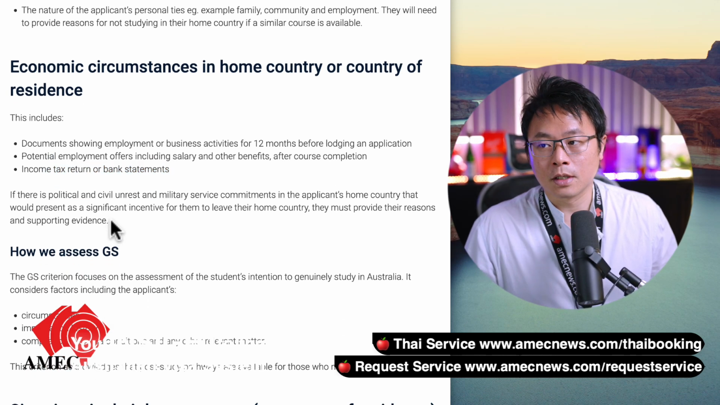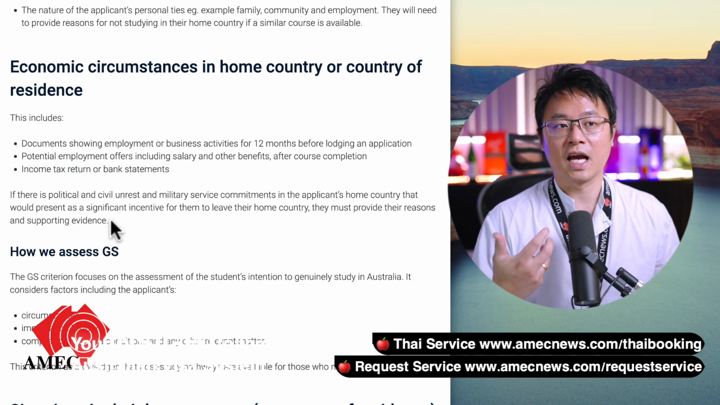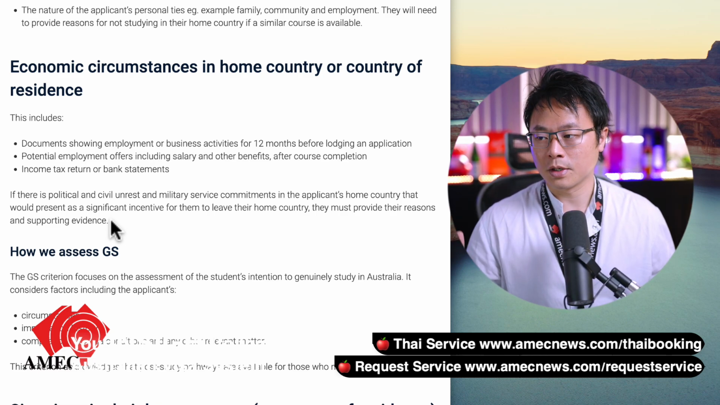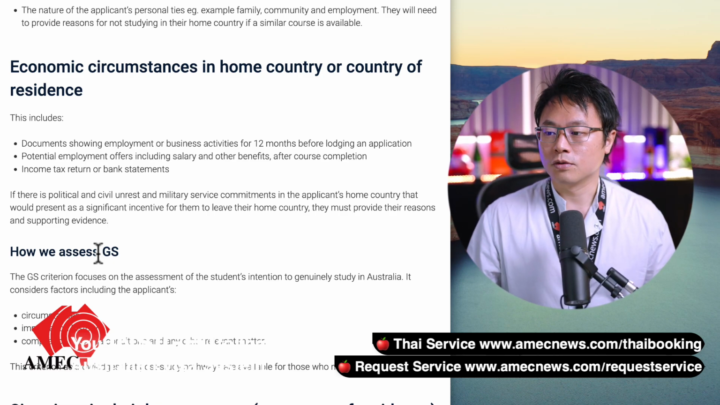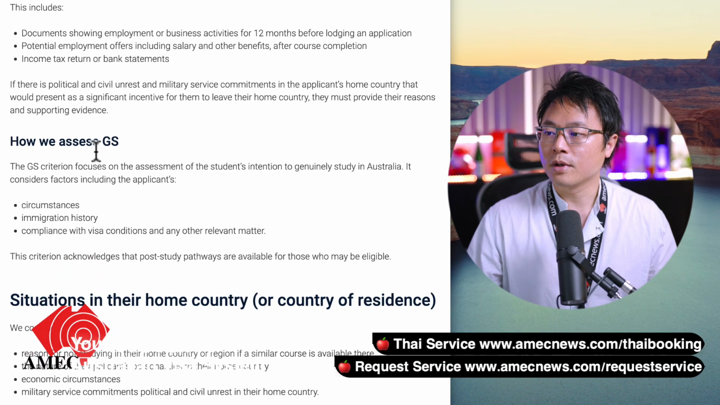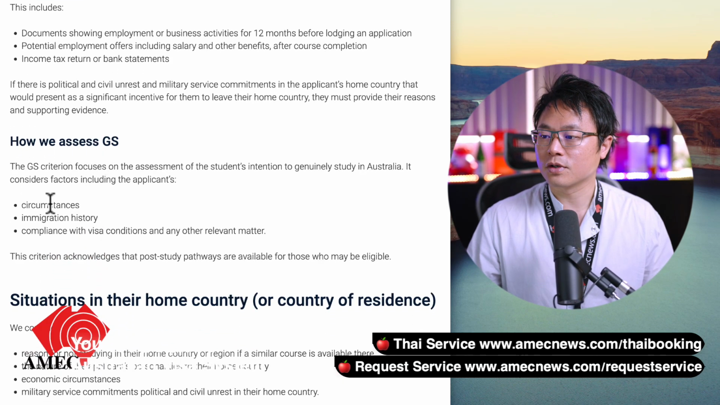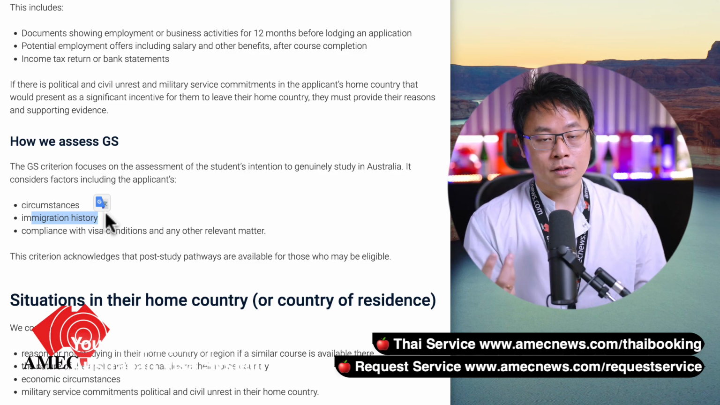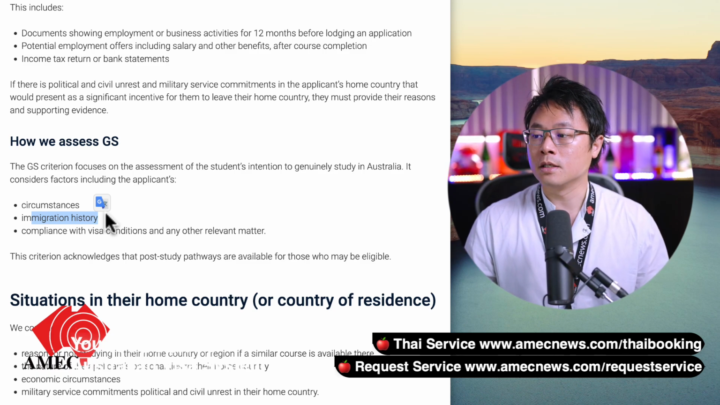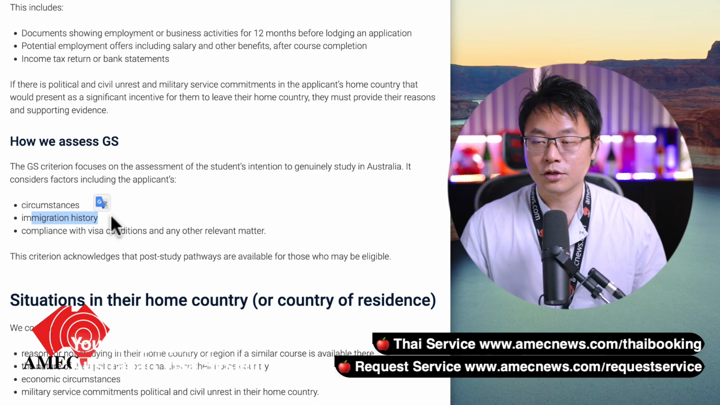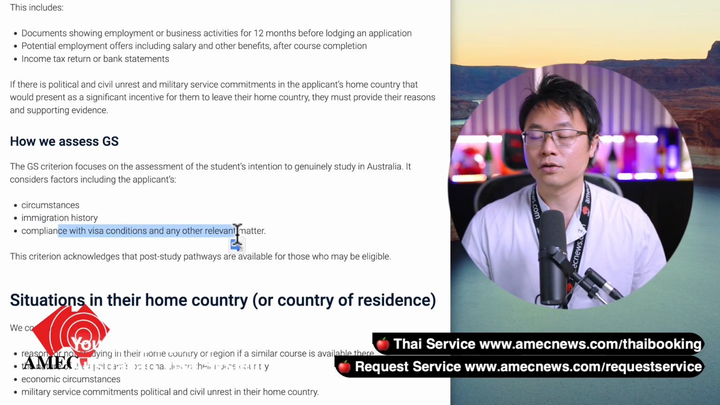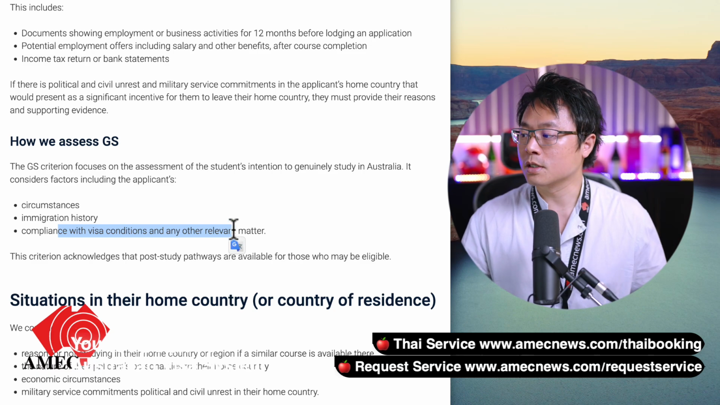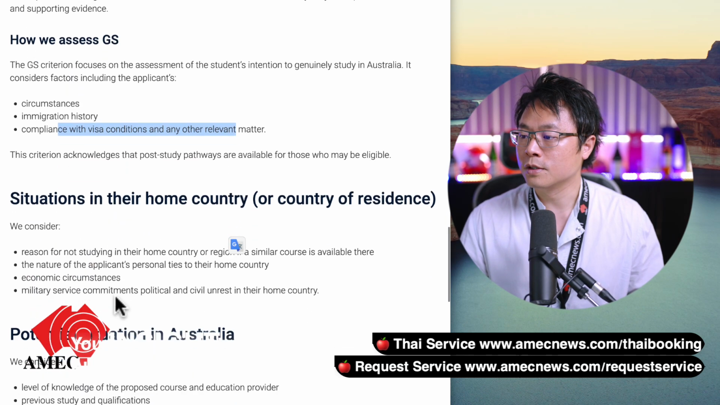So basically you need to show more of what you have achieved in the past, not just saying, look, I want to come and study in Australia. So you need to show all that. And how we assess GS: the criteria and circumstances in your immigration history. So all your previous visa history will be pulled out by the department, by the immigration officers. Compliance of visa conditions, so if you have not complied, breaching any visa conditions, that will also cause issues.